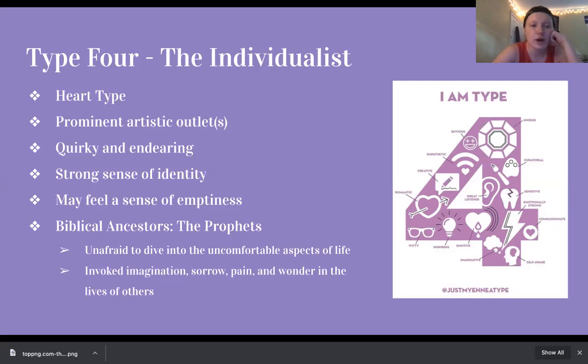They have a lot of prominent artistic outlets. I'm guessing that a lot of artists out there are type 4s. And the biblical ancestor of type 4 are the prophets, because the prophets were unafraid to dive into the uncomfortable aspects of life, including deep within themselves. They were willing to think outside the box to share the story of God that they wanted to. But they also invoked imagination, sorrow, pain, and wonder in the lives of others, which is a very typical characteristic for type 4s.